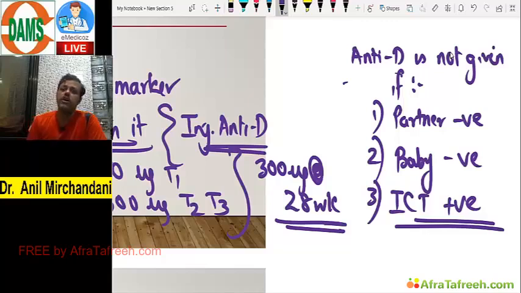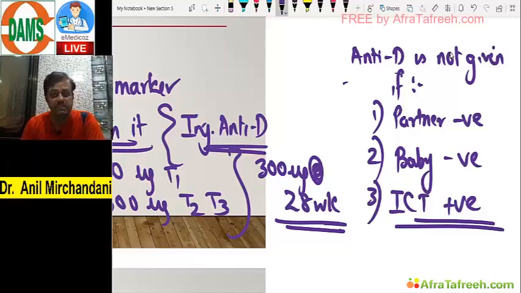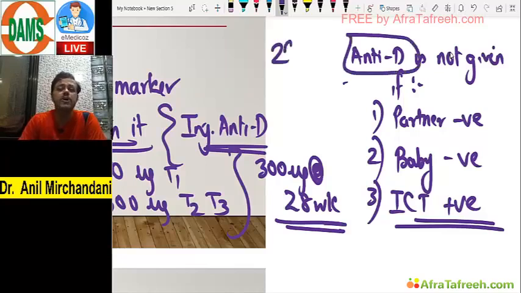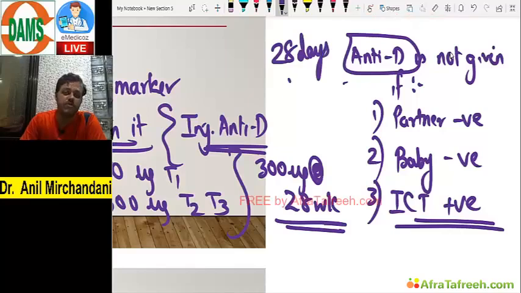Sir, can we give anti-D after 3 days of exposure? Yes. Anti-D can be given up to 28 days of exposure.